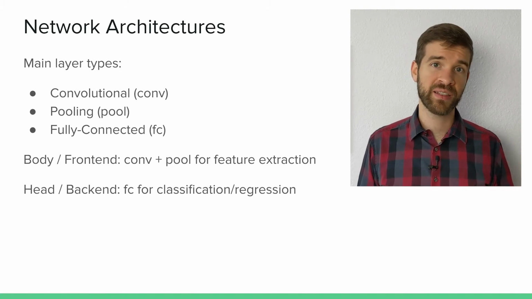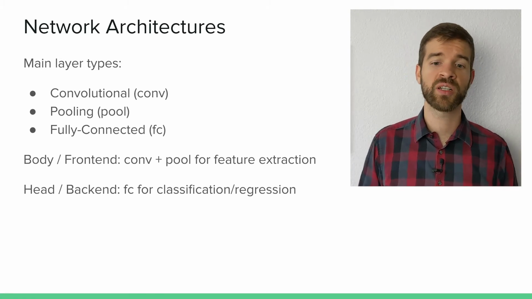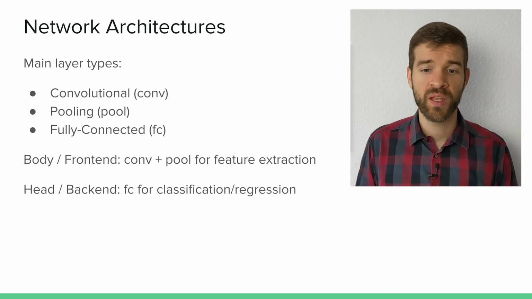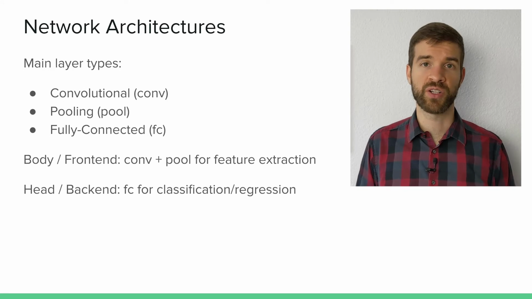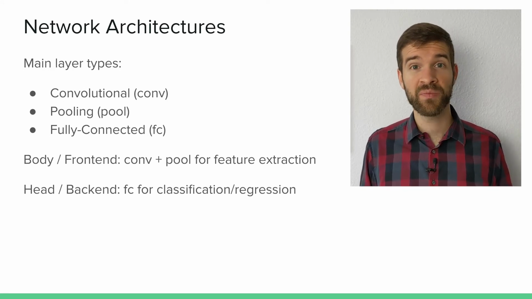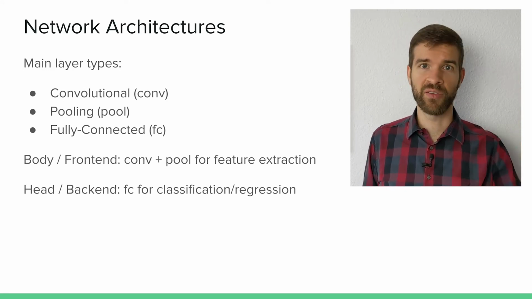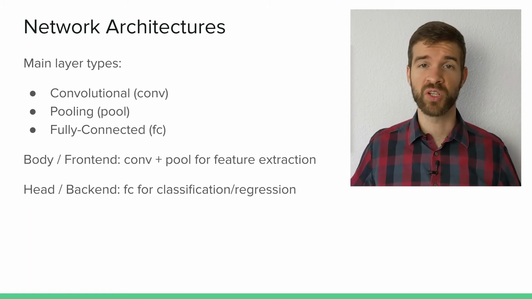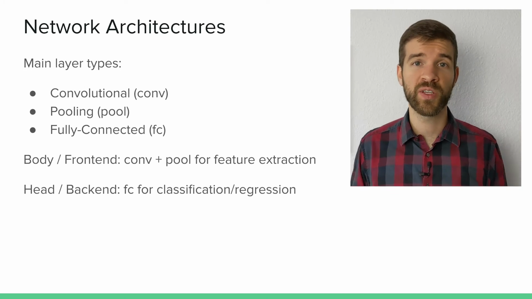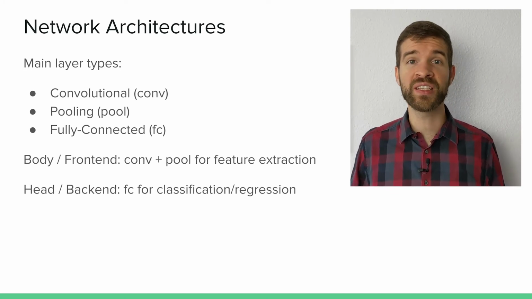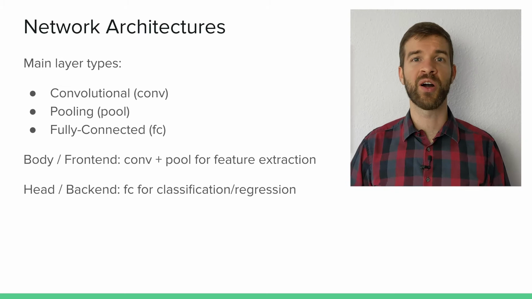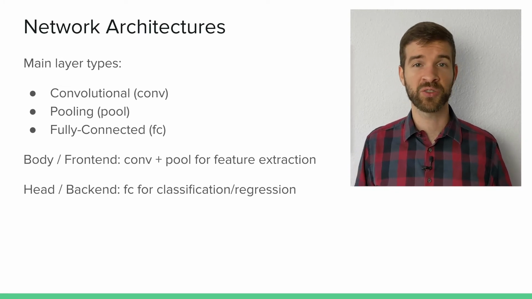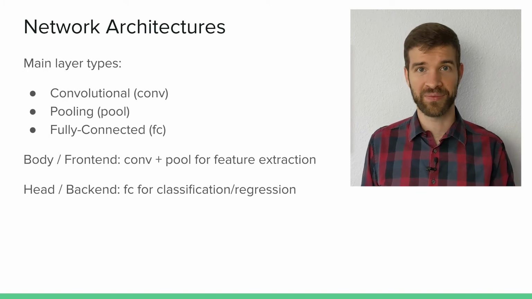And then at the back end, or the head of the network, we most of the time use a fully connected layer for classification or regression. Why a fully connected layer? Because the last layer of our feature extraction will be a set of features. So if we extract 100 features, we would like to use all of these 100 features to produce our final output. That's why it makes sense to use a fully connected layer in a neural network, but only at the end.